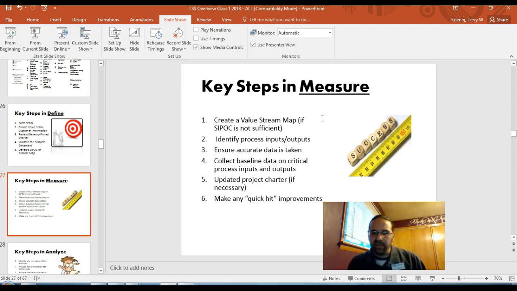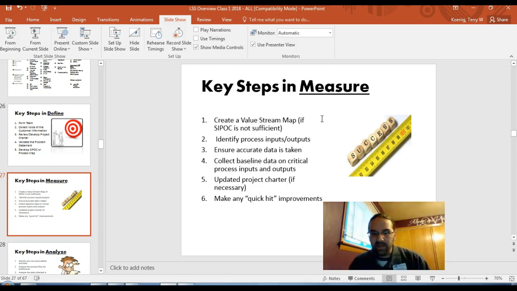If Joe and Carl have been measuring the parts for years, don't trust what Joe and Carl have been putting in there. Grab your caliper, grab your height gauge, grab a scale, whatever it is, and measure yourself. Collect some baseline data, and keep updating the project charter if needed.